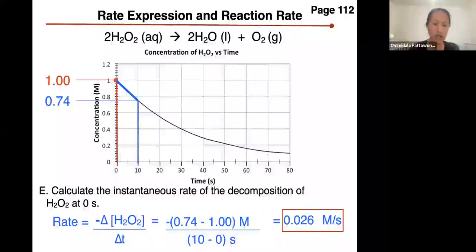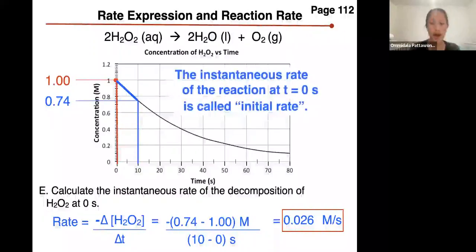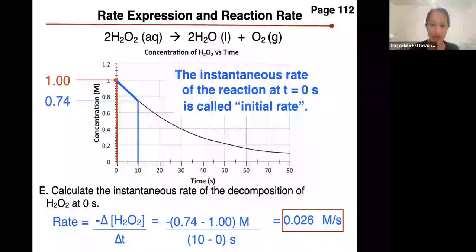Note that the instantaneous rate at 0 seconds is not going to equal 0. You will still need to calculate it. You will still need to draw the tangent line and find the slope. This instantaneous rate at time equal to 0 is what we refer to as the initial rate, the rate at the beginning.